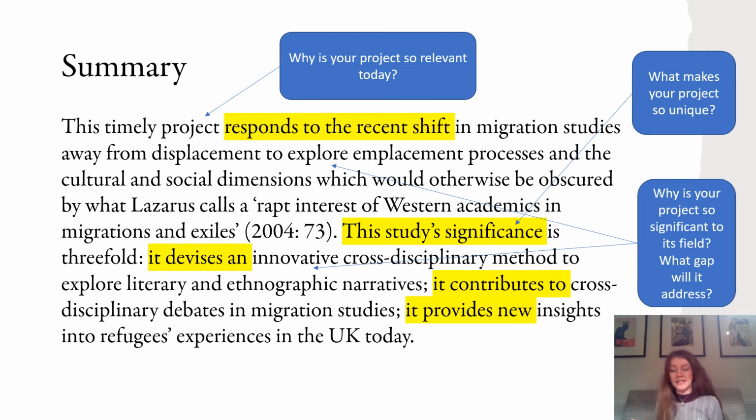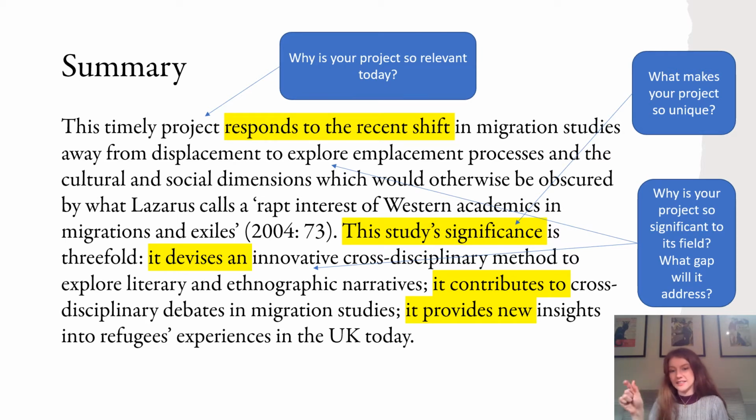Why on earth would the DTP want to fund your project, and why now? That's basically a summary of the summary. And also, what gap will it address? What research gap will your project attempt to fill or tackle in some way?